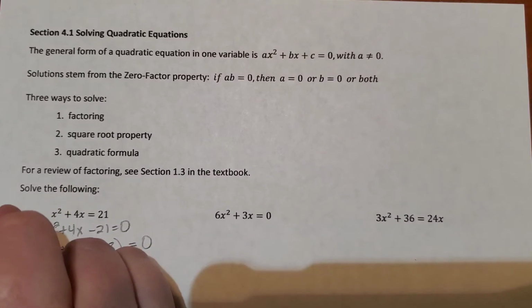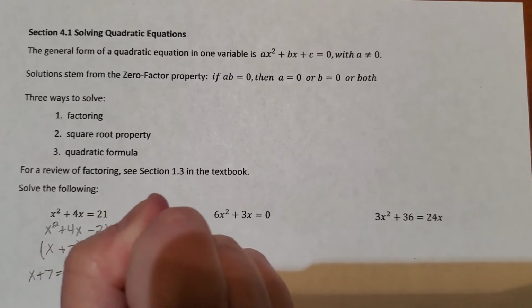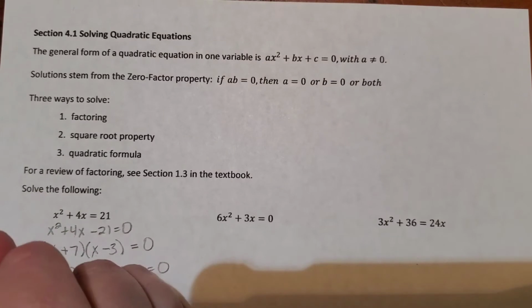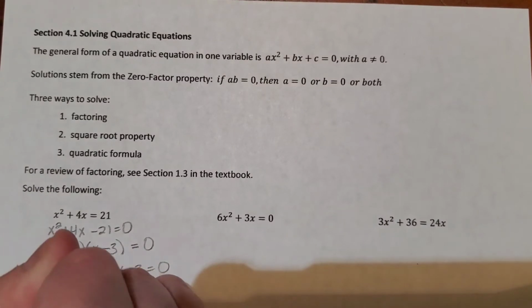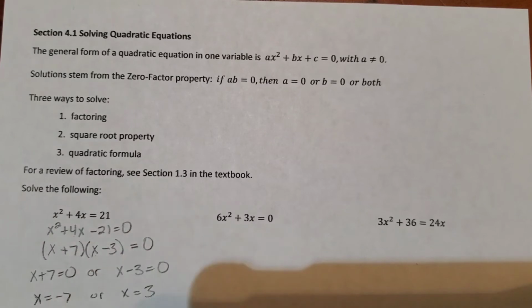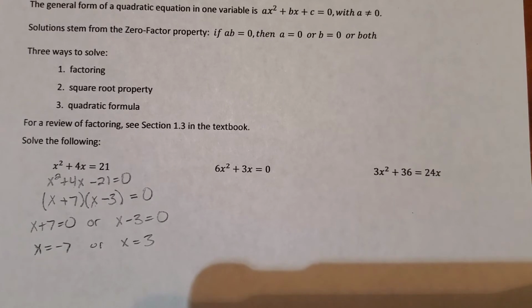So x plus 7 is equal to 0, or x minus 3 is equal to 0, or both. So solving both of those, we get x is equal to negative 7 or x is equal to 3. Now remember, with quadratic equations, with any equation, when you're solving, you can always go back and check your answer.